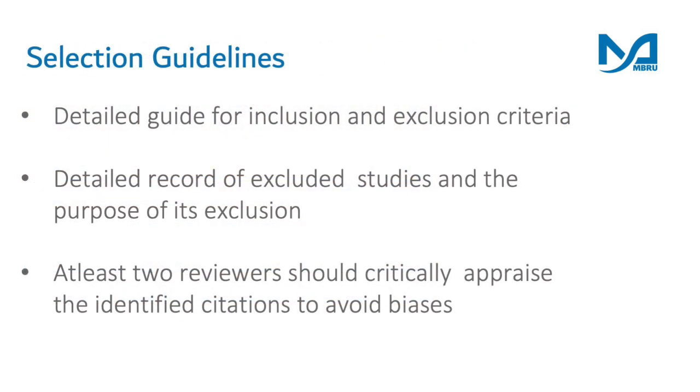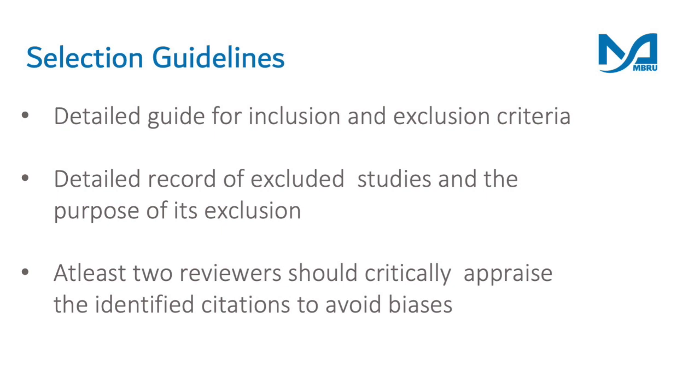After the search exercise, the research team members will start the process of reviewing the searched literature. This involves selecting the most appropriate studies from the search results for reference, inclusion and exclusion criteria, a detailed guide for inclusion and exclusion criteria, and a detailed record of excluded studies and the purpose of their exclusion.